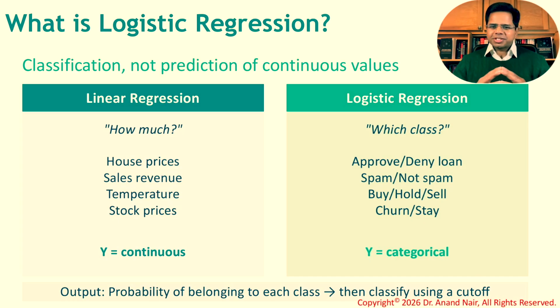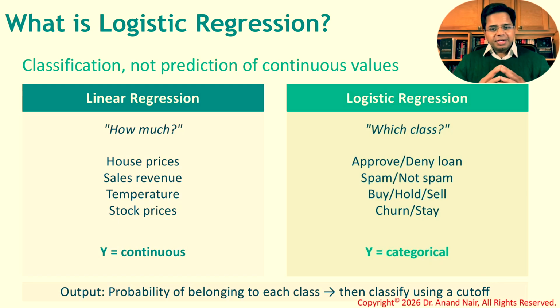What problem does logistic regression solve? On the left, we have our old friend linear regression. It answers how much questions. These are continuous outcomes. The answer can be any number. On the right, we have logistic regression. It answers which class questions. Will this customer churn or stay? Is this email spam or not? Should we approve this loan or deny it?